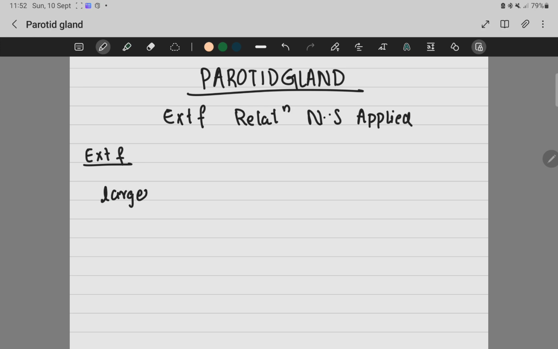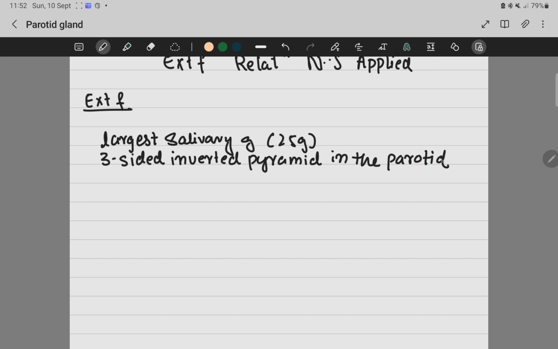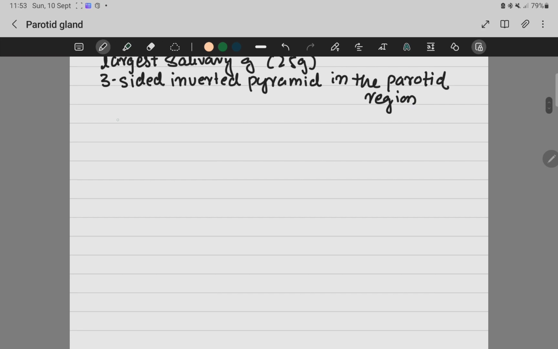largest salivary gland. It weighs around 25 grams, and it is the largest salivary gland. It's a three-sided inverted pyramid in the parotid region. And it presents the following features.